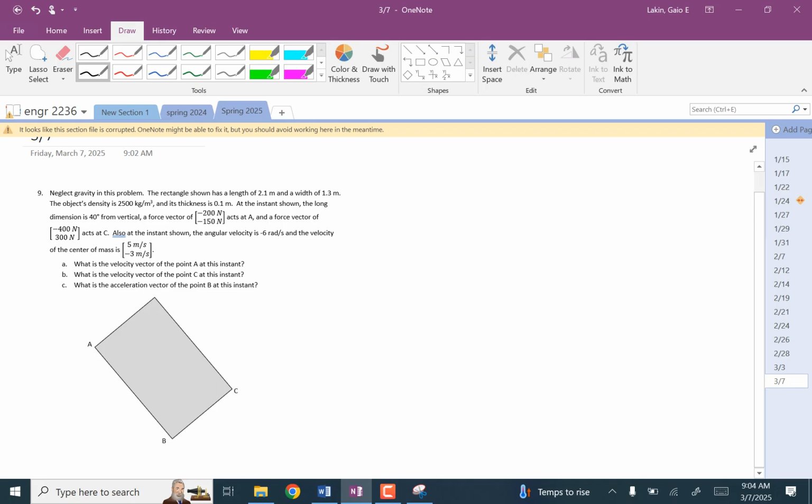Okay, so no gravity. The rectangle, we have dimensions, density, thickness. It does give some angles, but it turns out that the angle it gives doesn't matter at all, because you can just use this coordinate system and that's the end of it. You never have to change coordinate systems or anything like that. Do you understand what I mean?